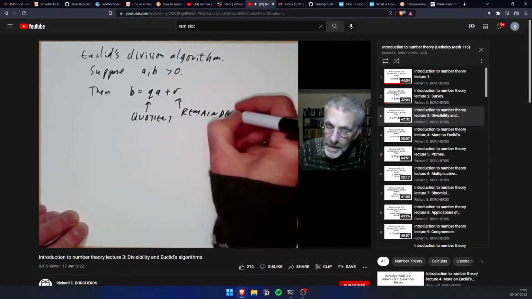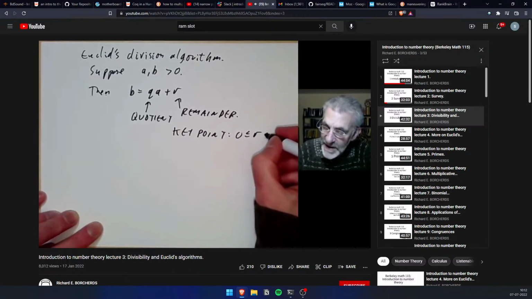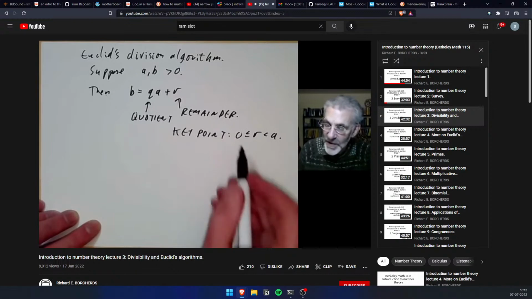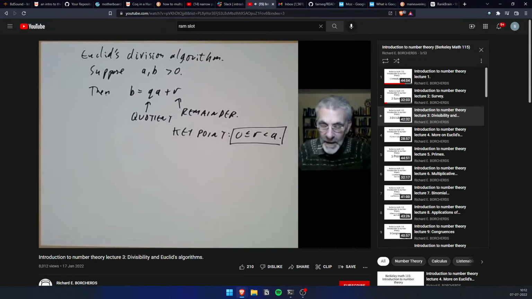And the key point is that we can take 0 less than or equal to r less than a. In particular, r is in some sense smaller than the number a we're dividing by. And let's try and give Euclid's proof of this.